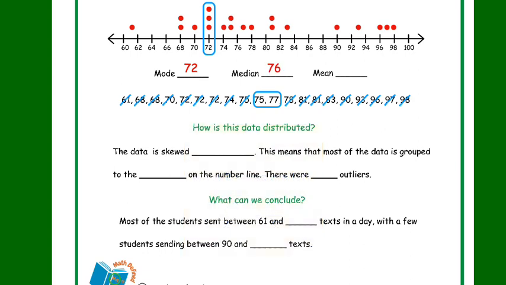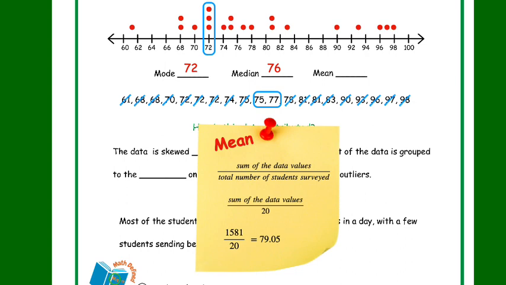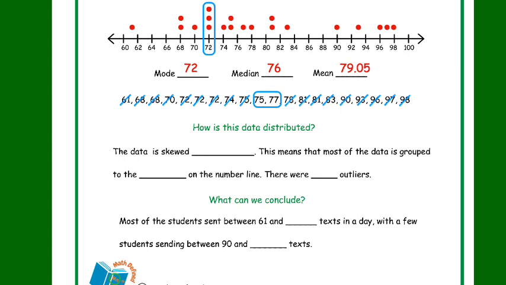The last measure of center here is the mean. When you have 20 data points, finding this measure of center is the meanest of all because we have to add together all 20 data points and then divide by 20. And of course, we will use a calculator for this one. The sum of the data values is 1,581. And then we will divide that by 20 because we have 20 data values. So the mean will be 79.05.